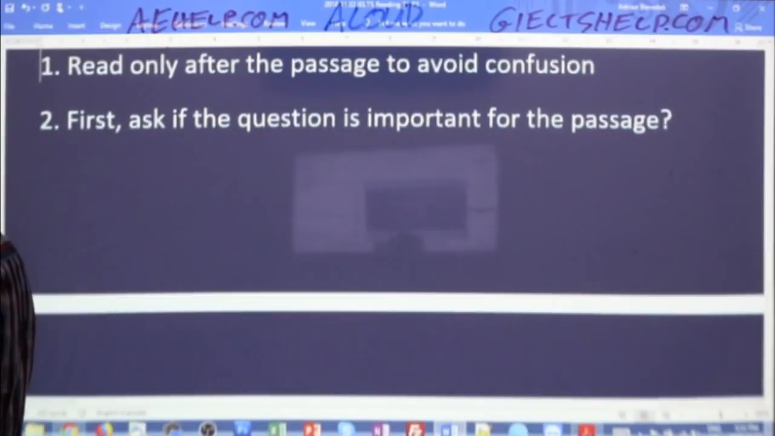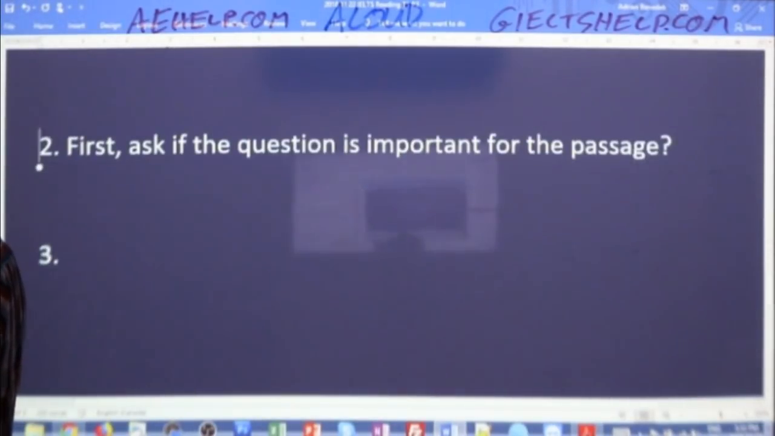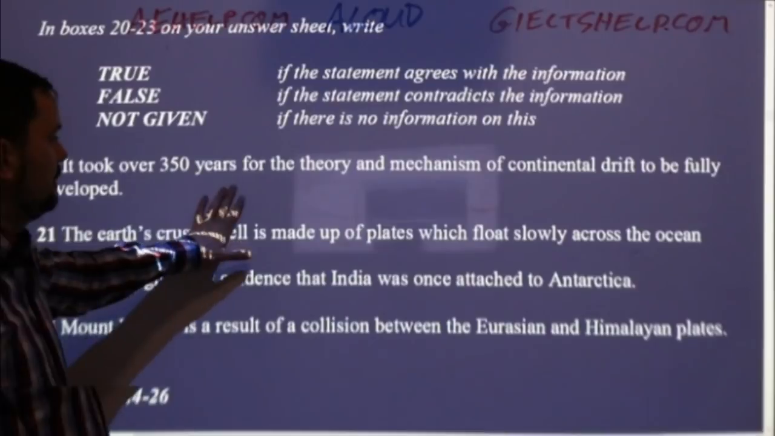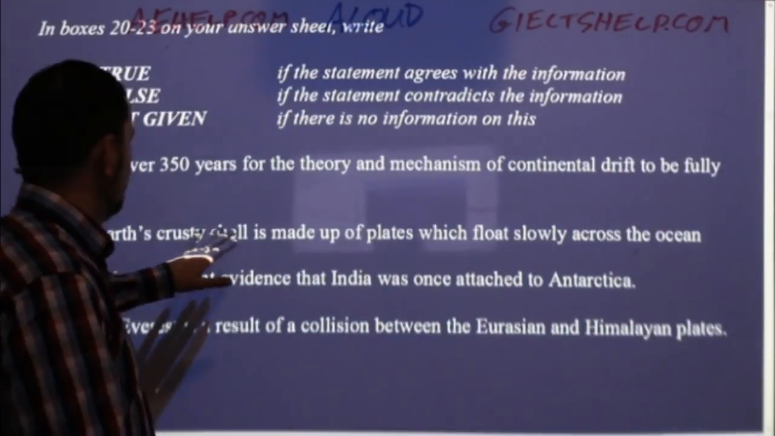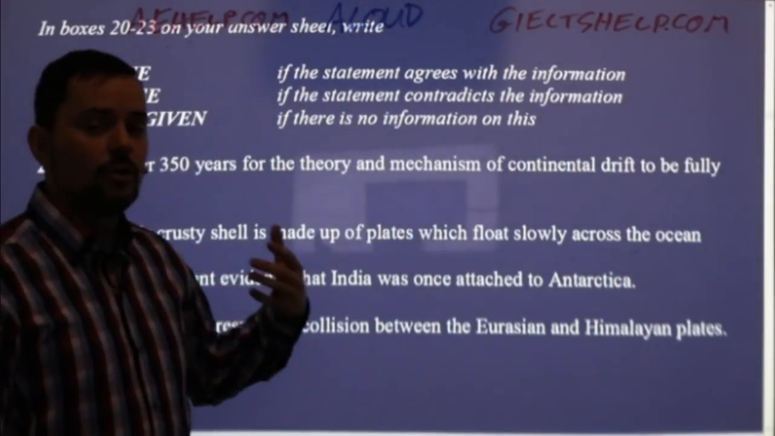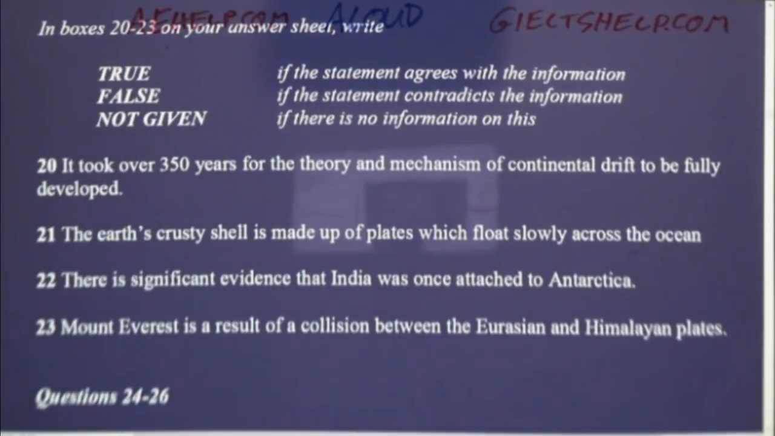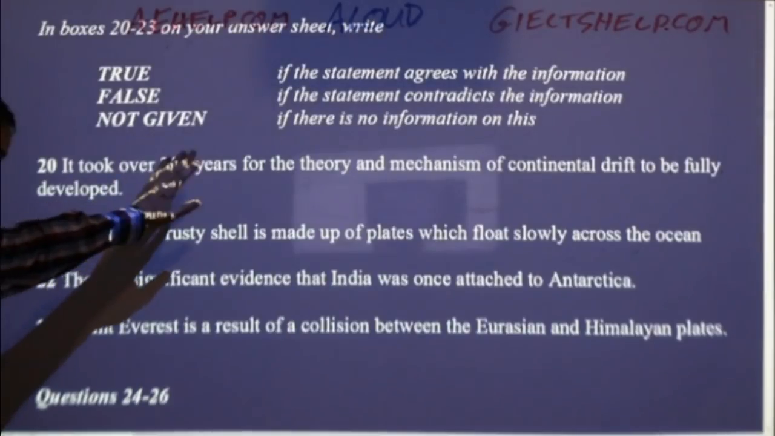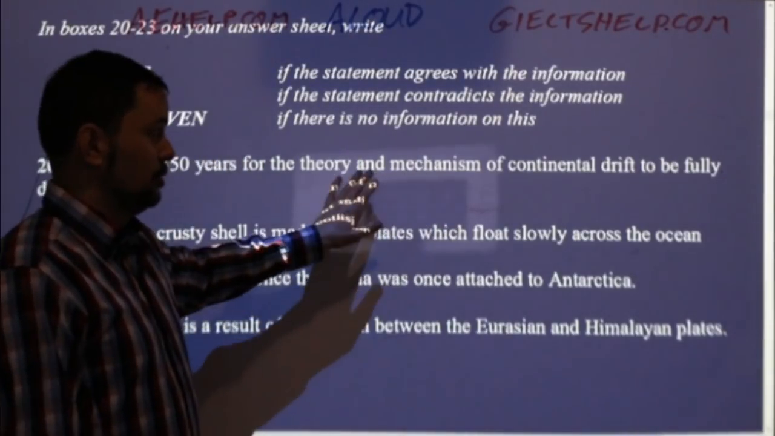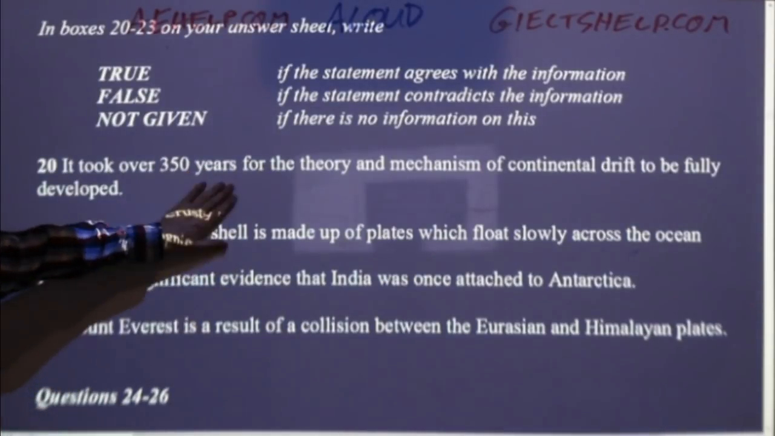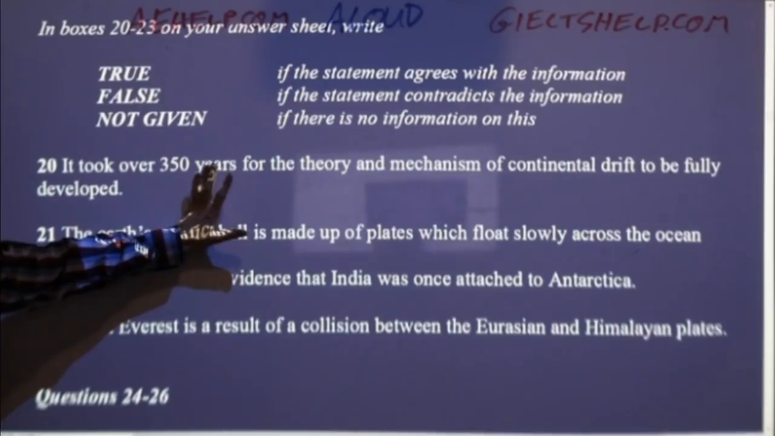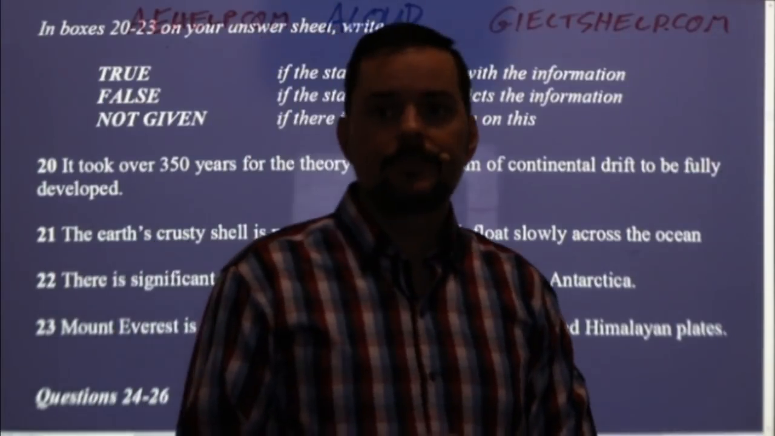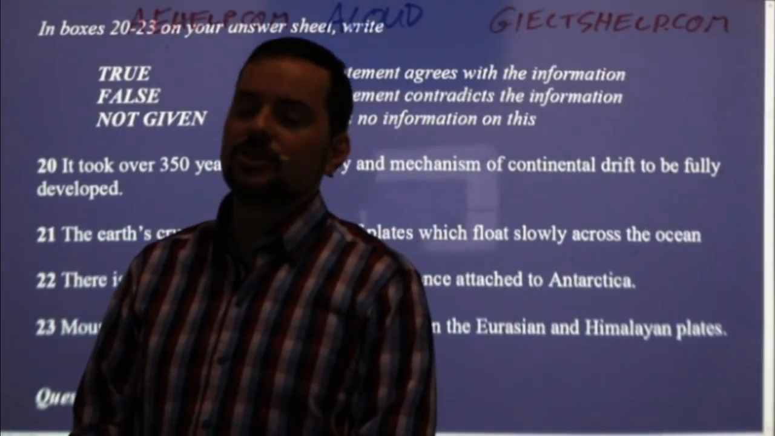Okay, so just to put my money where my mouth is, let's do that with this first one here. It took over 350 years for the theory and mechanism of continental drift to be fully developed. So my full question here is it important for this passage about continental drift to know how long it took for the theory and the mechanism to be created by humans?